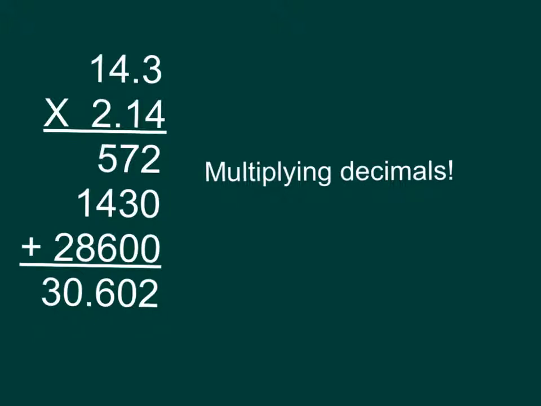Multiplying decimals is easy. Remember, you don't need to worry about lining up the decimals at first. Just multiply as you normally would, and then when you finally have your answer, count your decimals and place it into your answer. Excellent job.